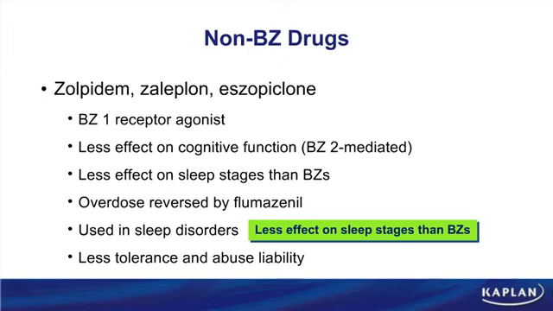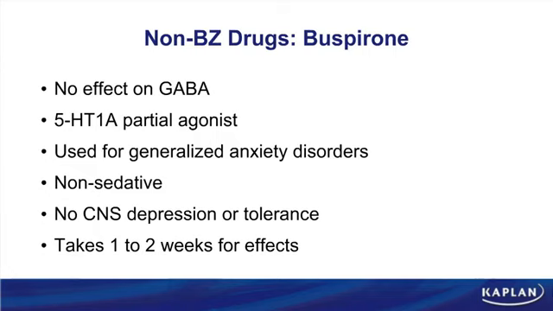The final drug in this chapter is a non-benzodiazepine drug called buspirone. This drug is very, very different from all of the other drugs covered in this chapter. It's the only drug in the chapter that's not a GABA drug. In fact, this drug is a serotonin drug. It's a 5-HT1A partial agonist.